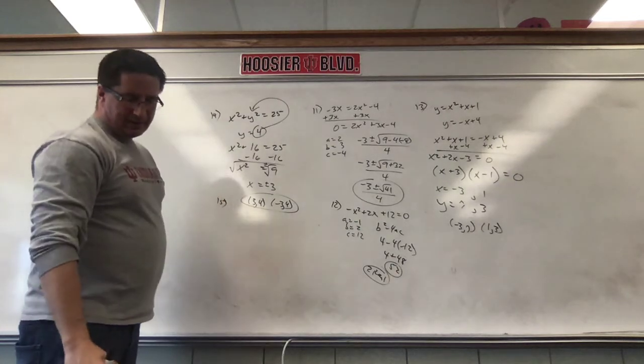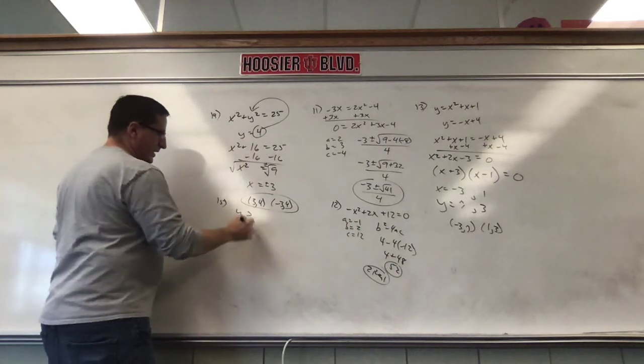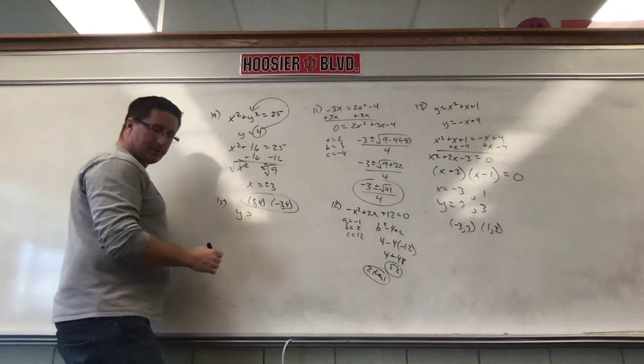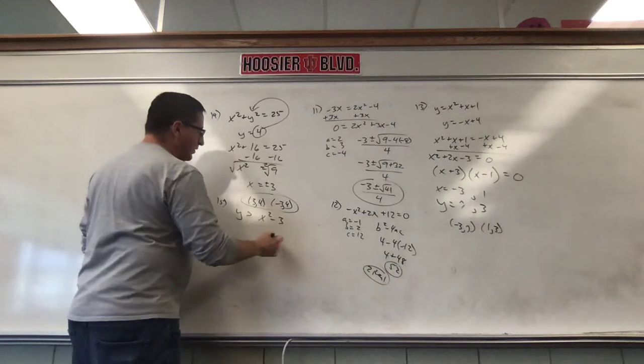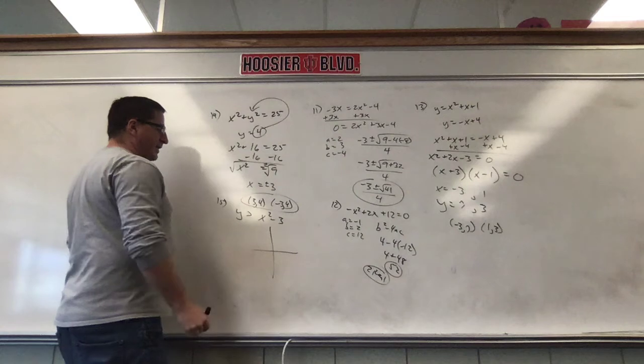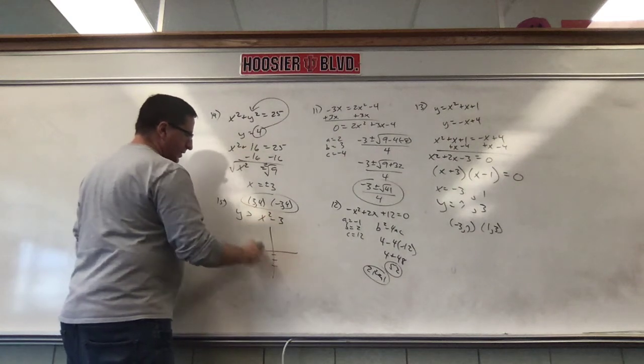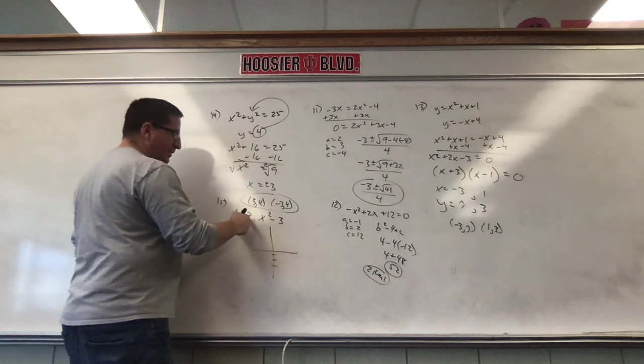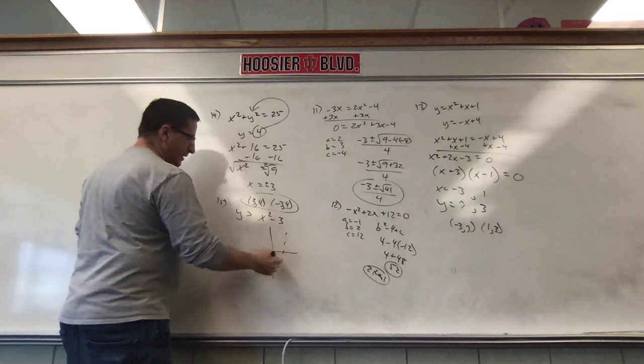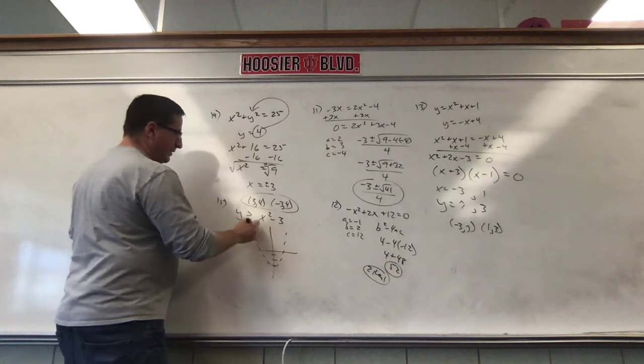15. You got to get this one right. This one's an easy one. y is greater than x squared minus 3. I just want a very quick rough graph, okay? This is a parabola, down 3, opening upward. It is a dotted parabola, okay?